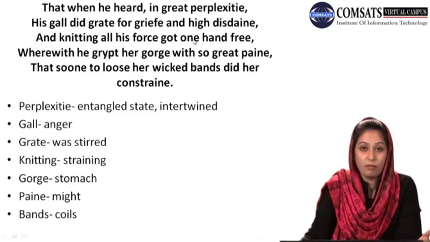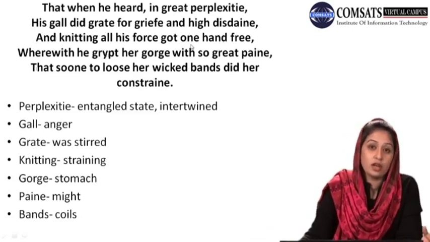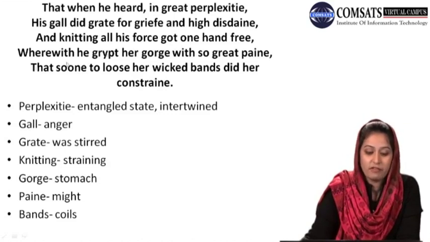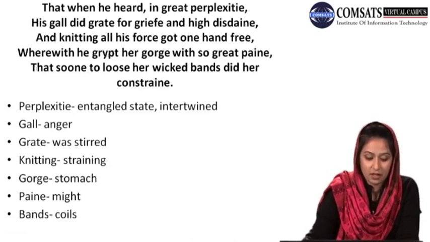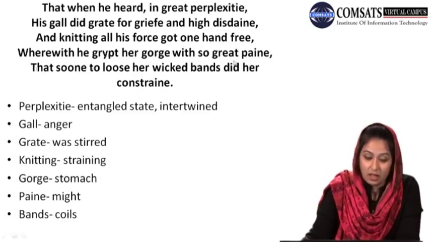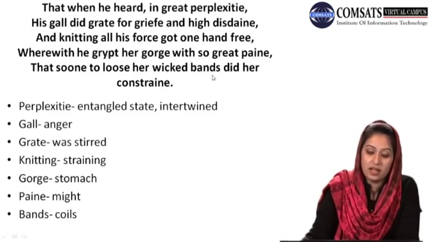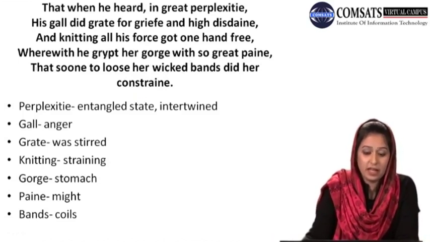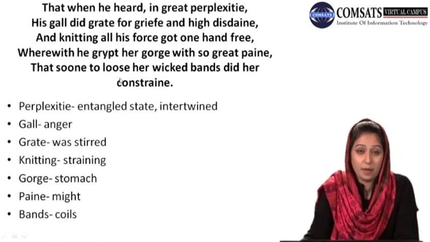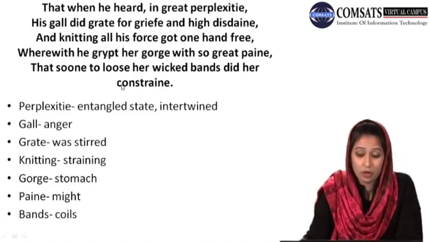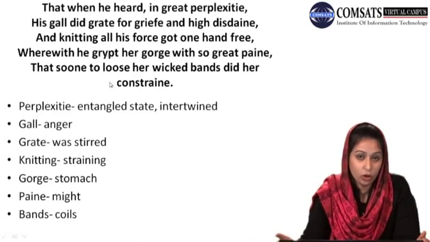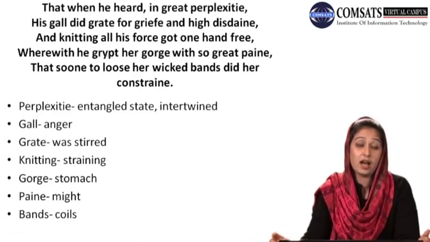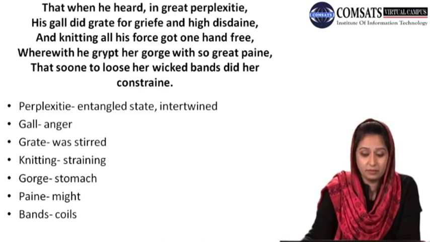So when he was able to do that, he could get one hand free, wherewith he gripped her gorge. Gorge is stomach. "With so great pain that soon to loose her wicked bands did her constrain." So what happened when he got one hand free: he got hold of the monster's stomach so hard that soon all those circles, all those knots that the monster had around the knight, loosened, and the knight was free from them.